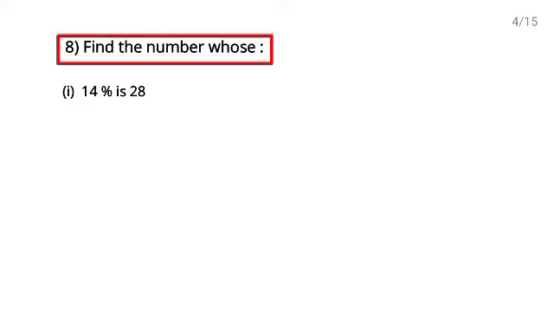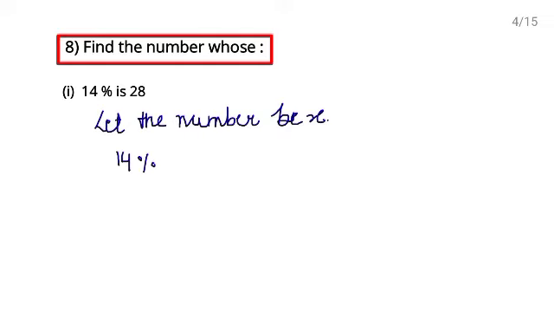Next question, question number 8. Find the number whose 14% is 28. So let the number be x. Then they said 14% of that number, that is, 14% of x is equal to 28. It is given that 14% of this number is equal to 28.